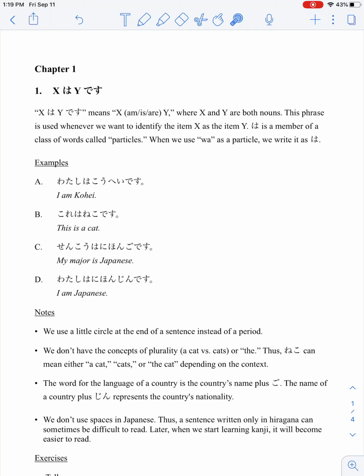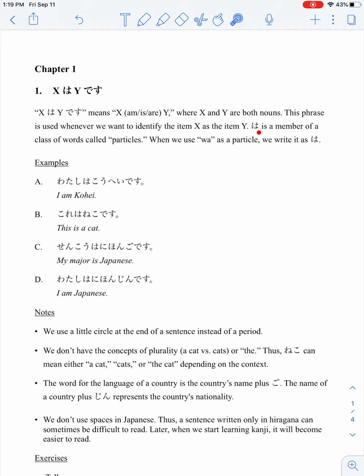The first topic is about this very useful grammar. X は Y です means X am or X is or X are Y, where X and Y are both nouns. This phrase can be used whenever we want to identify some item X as some item Y.